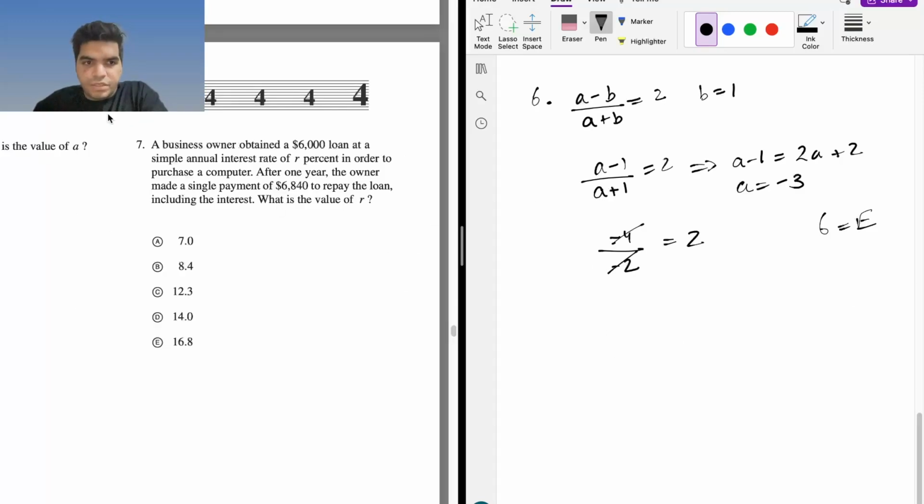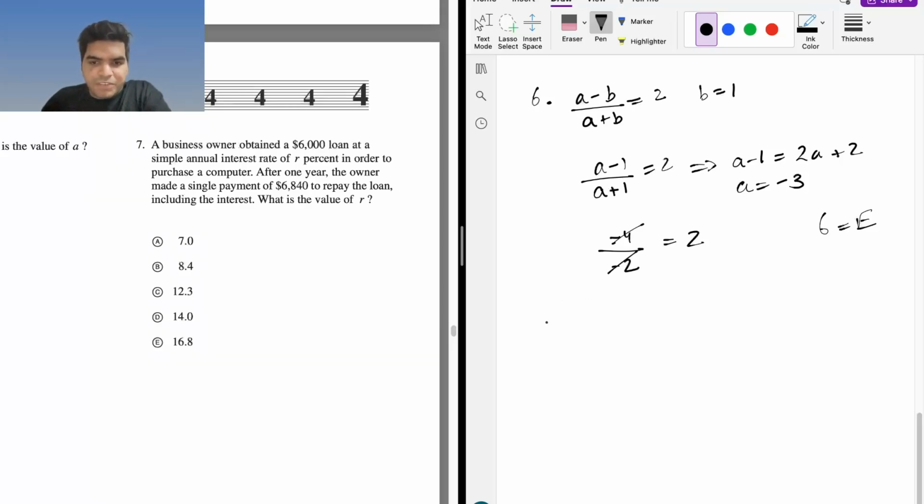Coming to the seventh question. A business owner obtained a $6,000 loan at a simple interest rate of R. So R is the unknown quantity here, in order to purchase a computer. After 1 year, he made a single payment of $6,840 to repay the loan, including the interest. So this is the amount which has to be repaid. Time period is given, principal is given, only R is missing, which is very easy to solve.